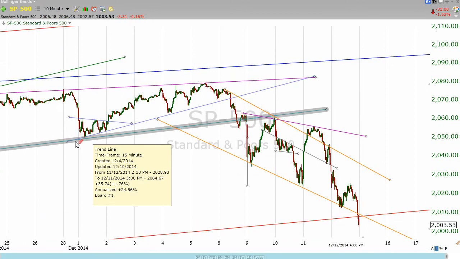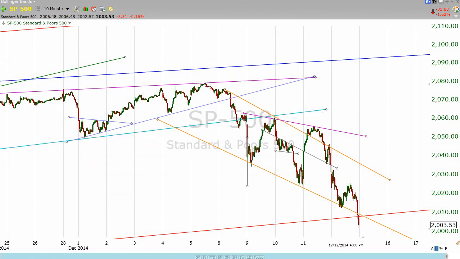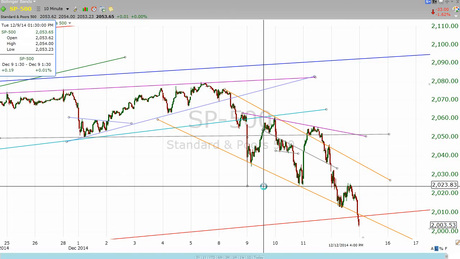Then we talked about the double top setting up, and I'll put that line back on the chart. I kind of cleaned it up a little bit to try to keep it a little nicer looking. That double top had a target of about the low 2020s.